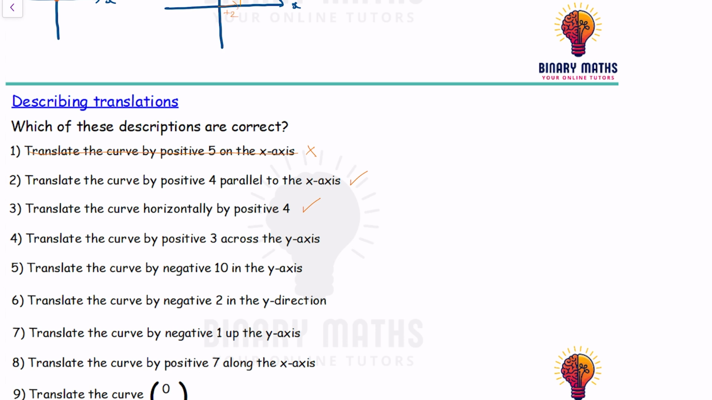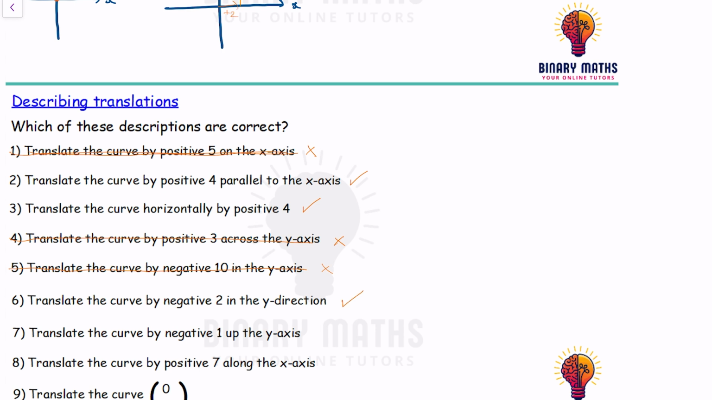Translate the curve by positive 3 across the y-axis. Again, because you're saying across the y-axis, that would be incorrect. So don't say it in that way. You might possibly lose a mark in an exam. Okay, translate the curve by negative 10 in the y-axis. Again, no. Because if you're just doing in the y-axis, it does not make sense. Translate the curve by negative 2 in the y direction is correct.